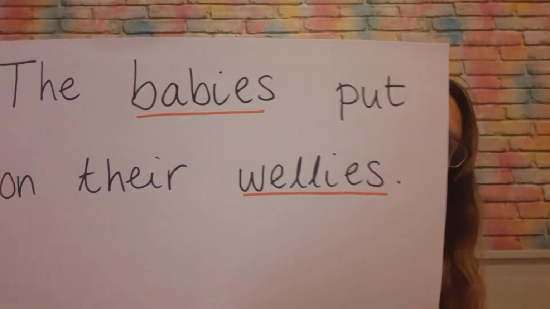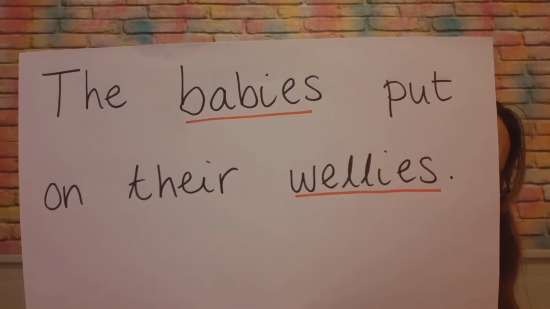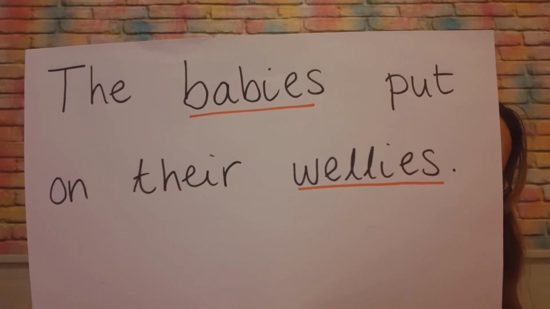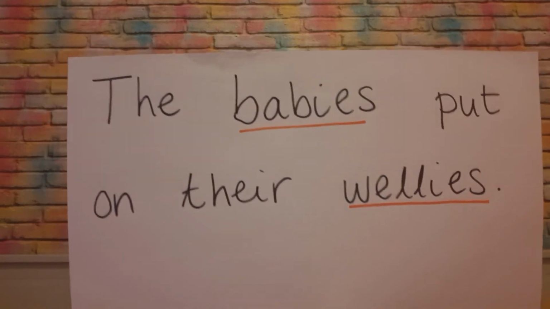Okay, I've got a sentence here. See if you can read it. So it's the babies put on their wellies. The babies put on their wellies. And there's my plural words. They're underlined in orange. So we've learned 3 different rules now for the plural, and it all depends on what that singular one ends in.